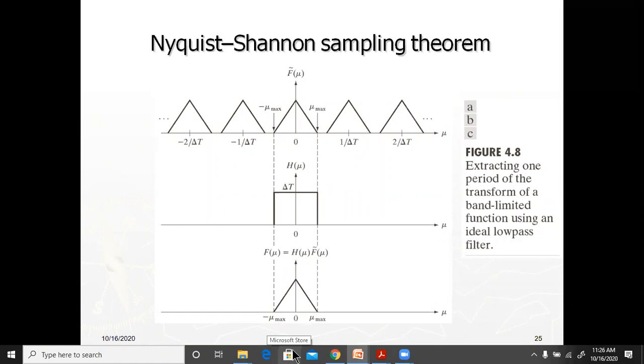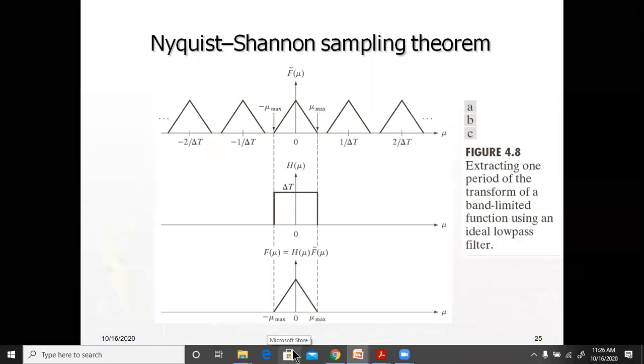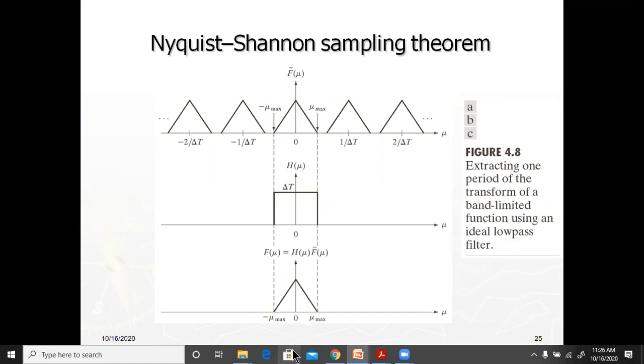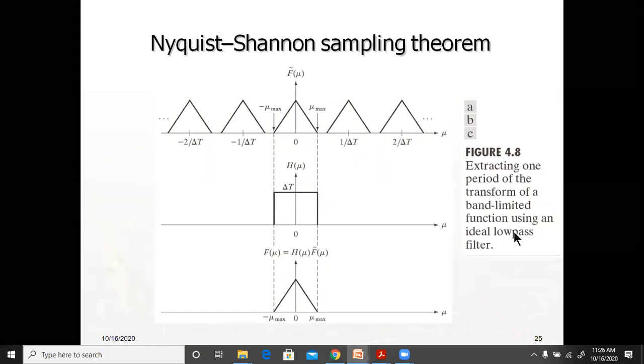However, most of the time, we can just put a band pass filter for a band limited signal, and you can just extract it over here. So this is the filter which we need to use to get back this value, and that is possible because the figure is like this, wherein 1 by del t is greater than twice mu max. So extracting one period of the transform of a band limited function using an ideal low pass filter is considered over here.